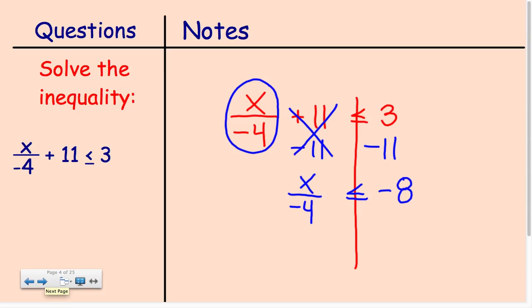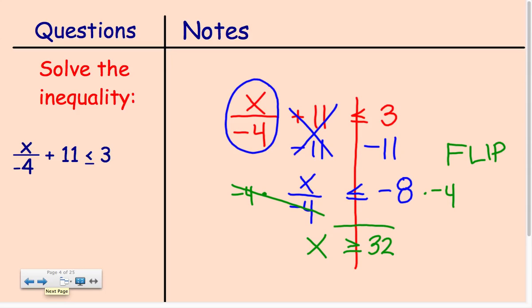Now x divided by negative 4, the opposite of dividing is timesing by negative 4. Since I'm timesing by a negative, I have to flip. So I'm going to make that greater than or equal to negative 8 times negative 4, and a negative times a negative makes a positive. My variable is already on the left, so I don't need to rewrite it, but I did have to flip the inequality symbol.